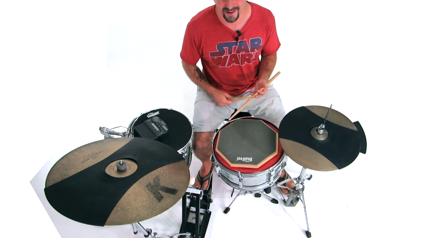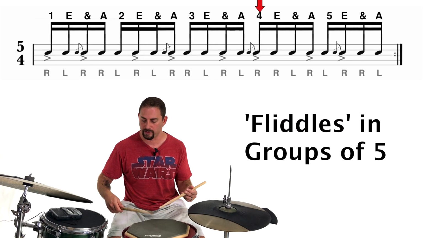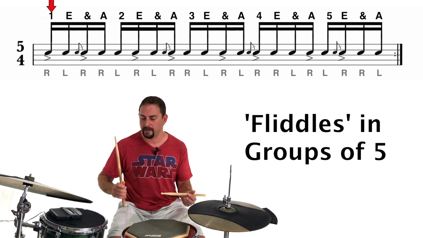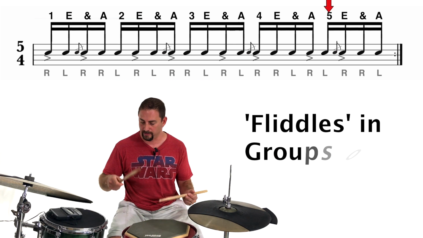1, 2, ready, play. 1 E and a 2 E and a 3 E and a 4 E and a 5 E and 1 E and a 2 E and a 3 E and a 4 E and a 5 E and a 1. And just like the groups of 3, those are not going to alternate, so you can also play it with a lefty lead.